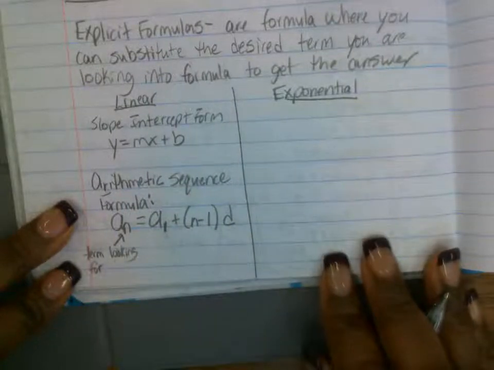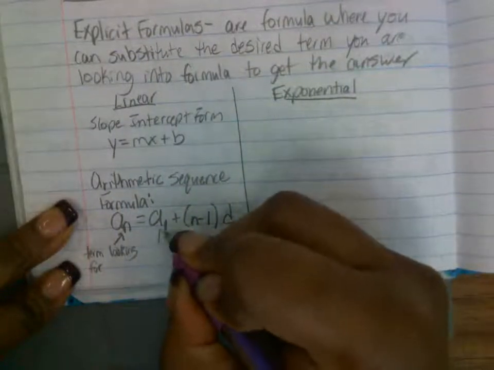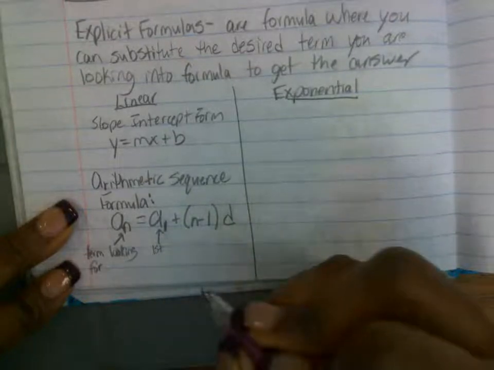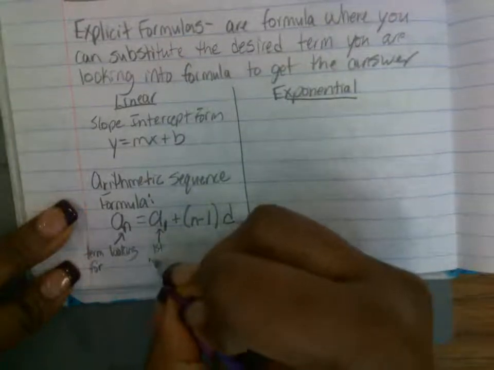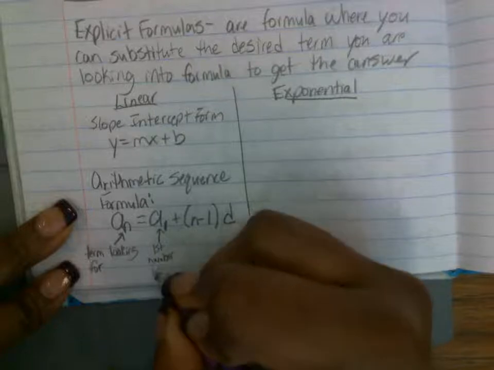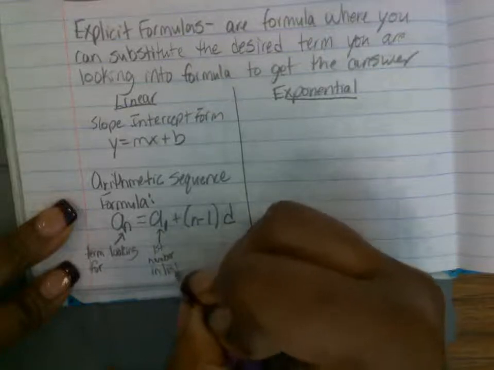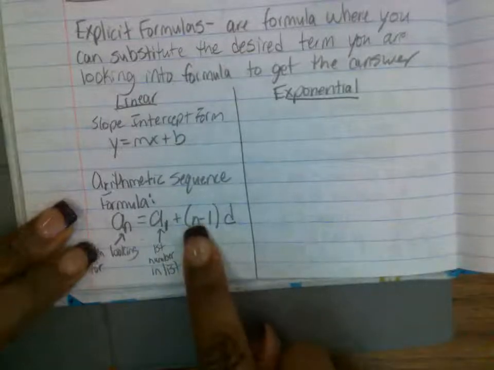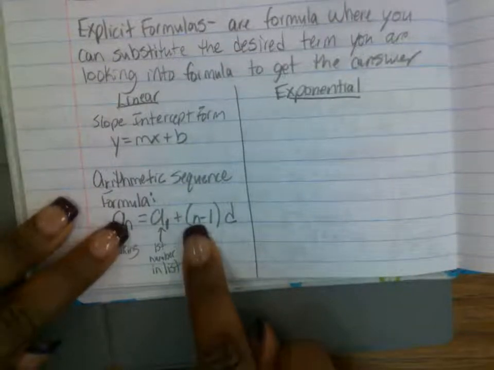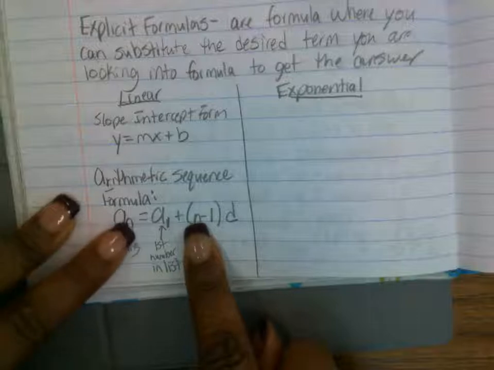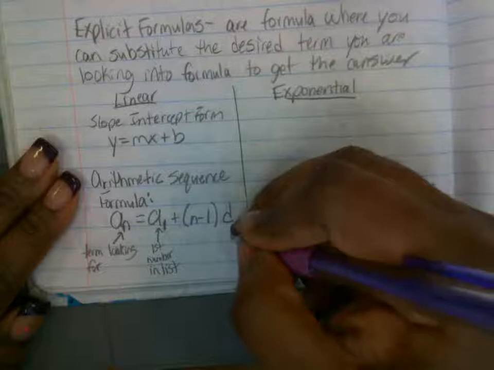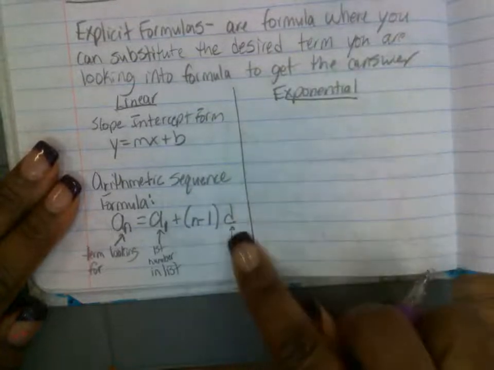Okay, a sub 1 is the first number in the list, not the zero number, but the first number. Again, n is the term that you're looking for. n means the same thing here and here. And d is your common difference. This is like your slope.